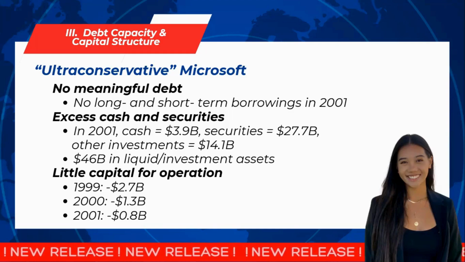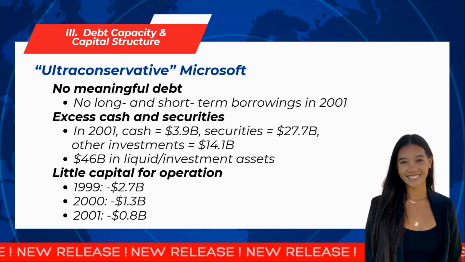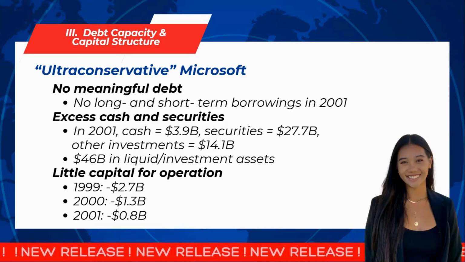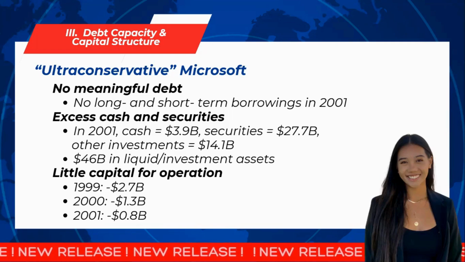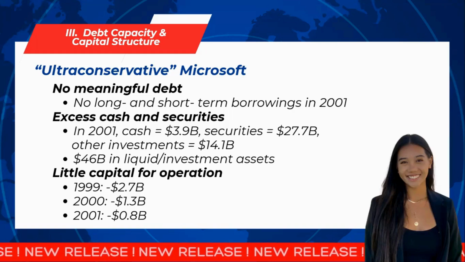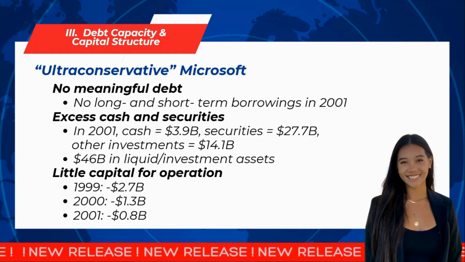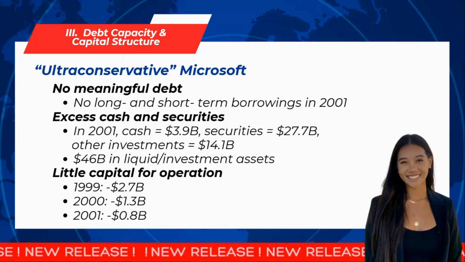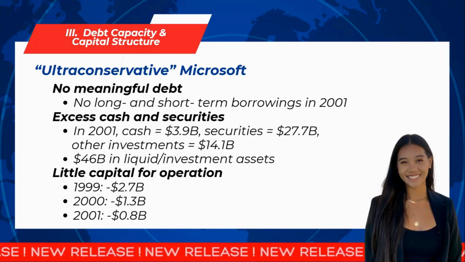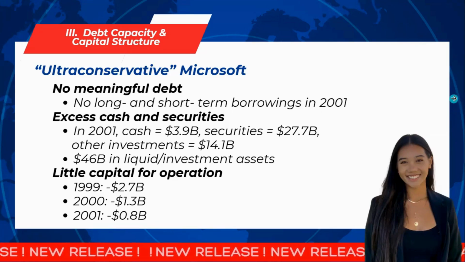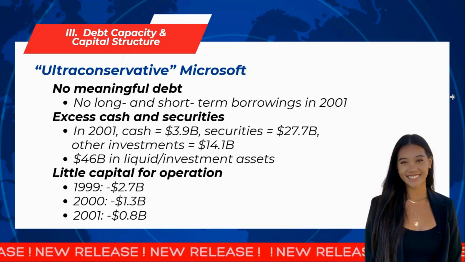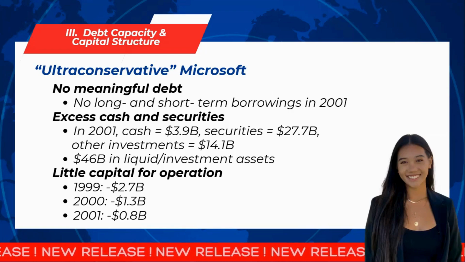So in 2001, there was $3.9 billion in cash, $27.7 billion in securities, and $14.1 billion in other investments, bringing it to a total of $46 billion in liquid and investment assets. Also, previously in 1999, there was negative $2.7 billion for capital for operation, as well as other negative numbers. And this just means that the company's operating liabilities exceeded its operating assets. Essentially, the business model actually generates cash as it grew.